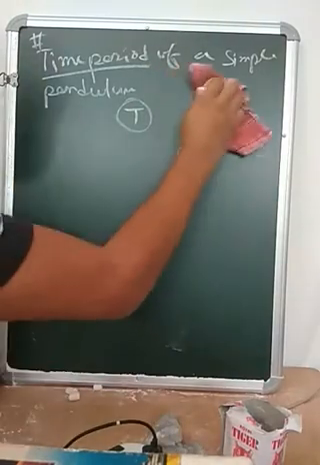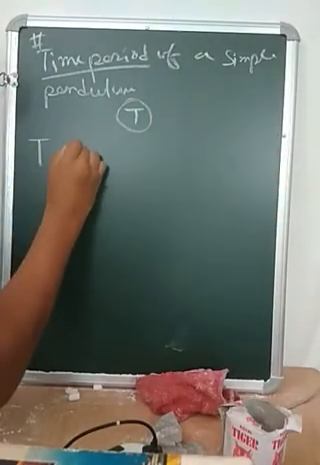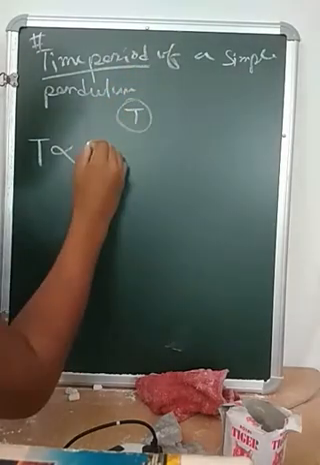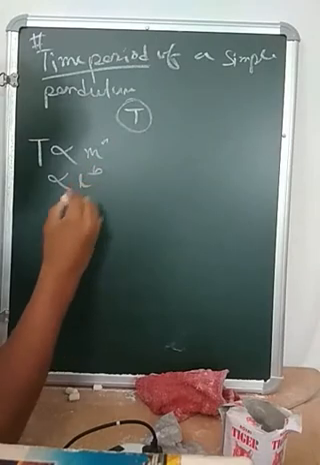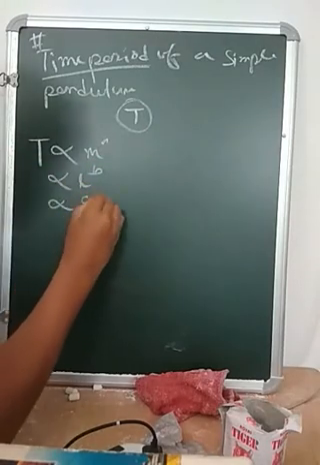So how do we do it? We simply write it like the previous one. T is proportional to m to the power a, proportional to L to the power b, and proportional to g to the power c.